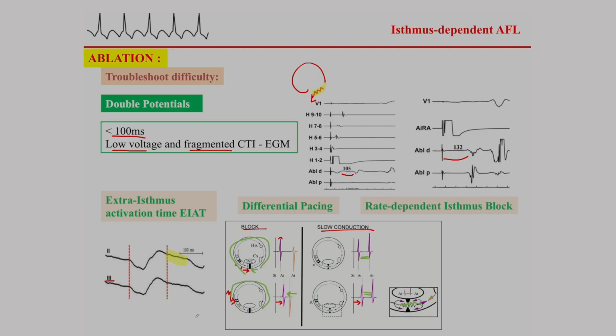We can also use a technique of rate-dependent isthmus block. With faster rates, we increase the conduction time through the ablation line, with change of activation time of the distal halo catheter during coronary sinus pacing, or proximal coronary sinus during halo pacing. So with the same concept.